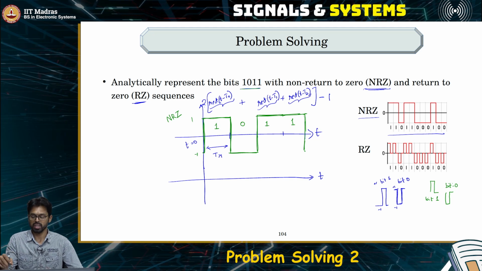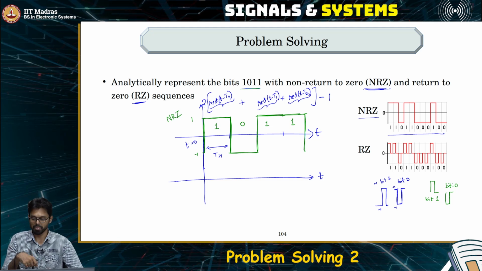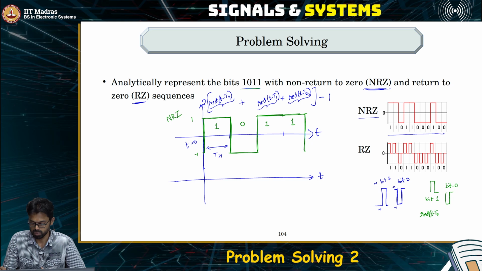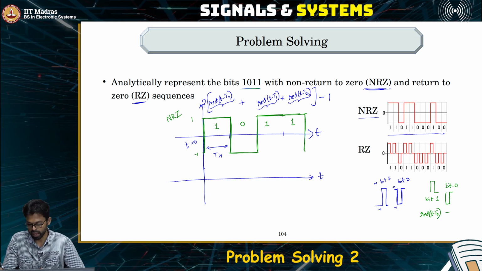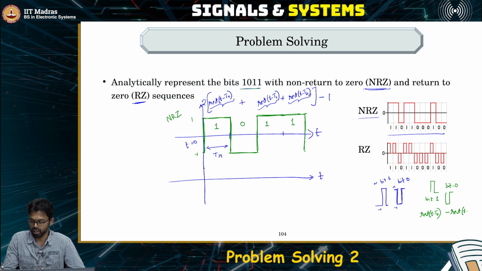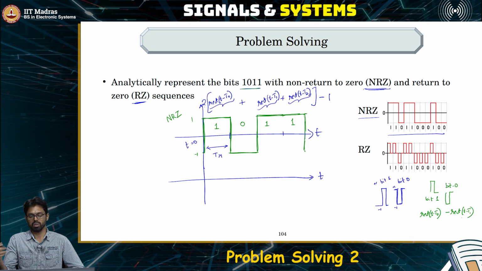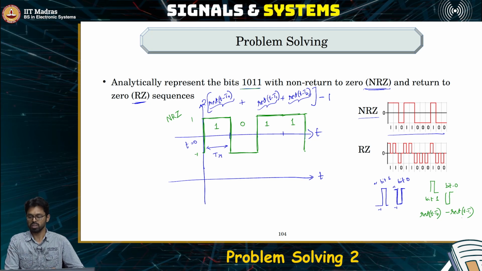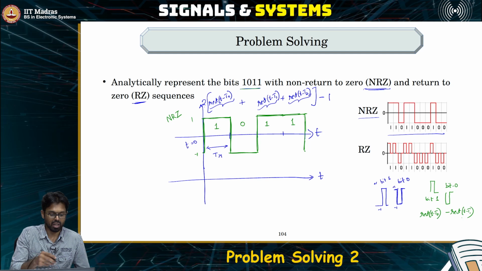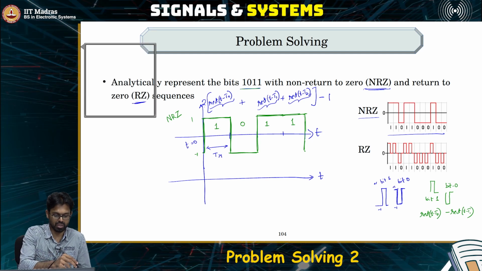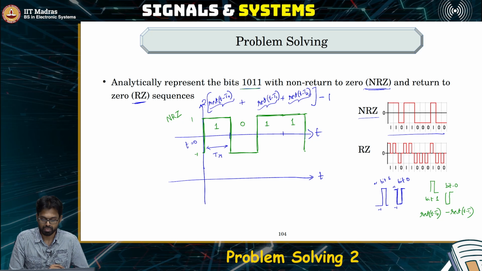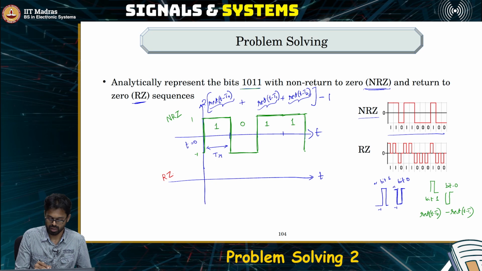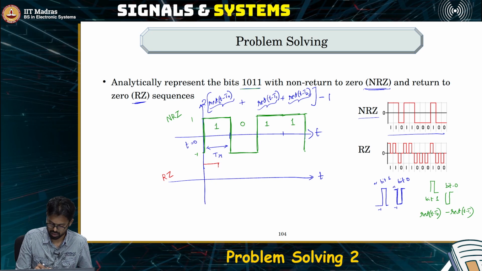So once again we can represent this also using rectangular pulses. Bit 1 would be some rect of t minus some t naught, and bit 0 would be minus of some rect of t minus some t1. In the same way, whatever we did earlier, we can also represent these return to 0 signals with rectangular pulses. Let us see how the representation looks for the given sequence 1 0 1 1. For 1 0 1 1, the return to 0 representation will be something like this.